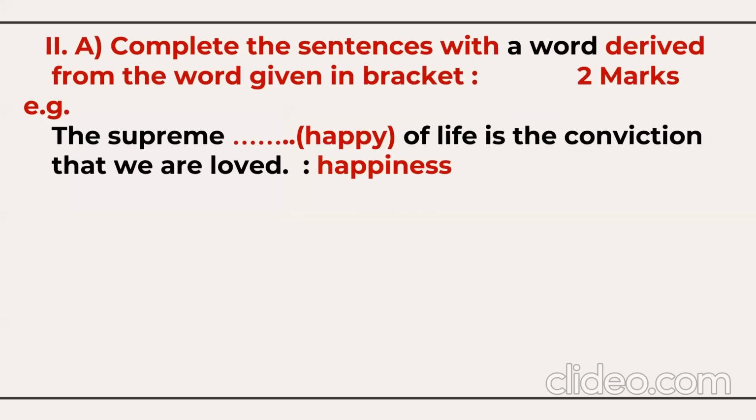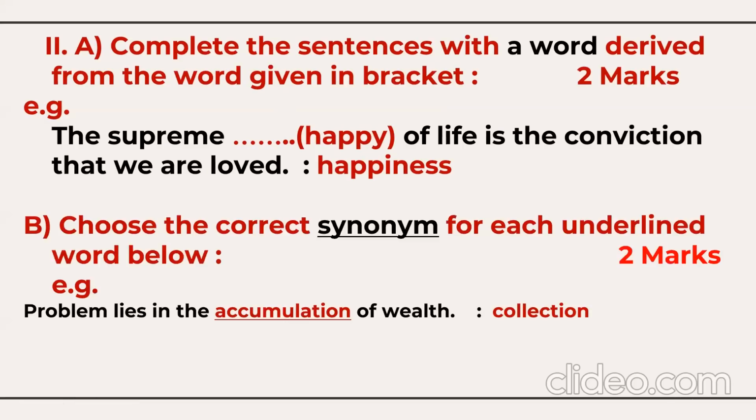Next question you have here, complete the sentences with a word derived from the word given in the bracket. So 2 questions will be here. There will be 2 questions here, and you need to expand the word to make it more meaningful. For example, happy. So you need to write here happiness. So the supreme happiness of life is the conviction that we are loved. So it's an example here. Similarly, you'll be having like this 2 questions.